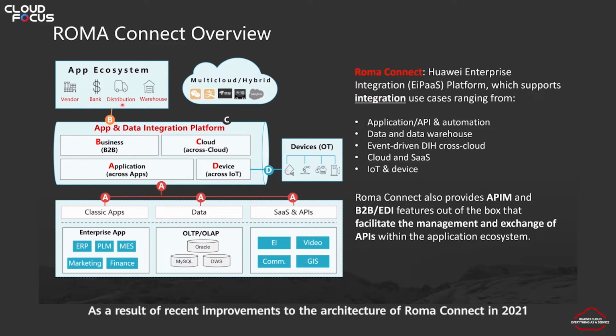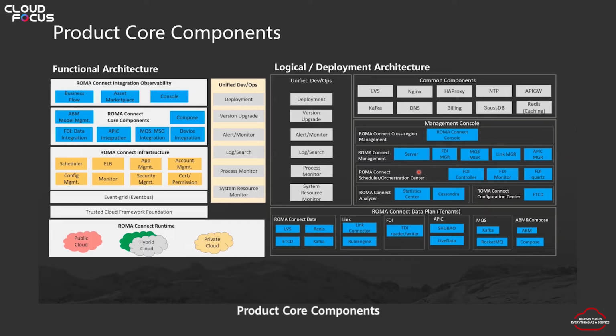As a result of recent improvements to the architectures of ROMA Connect in 2021, it can support more event-driven integrations and B2B EDI use cases, which can better support the need of different integration roles. For example, business flows and the templates can actually be used by the citizen integrators to support seamless B2B use cases with EDI modernizations. Product core components.